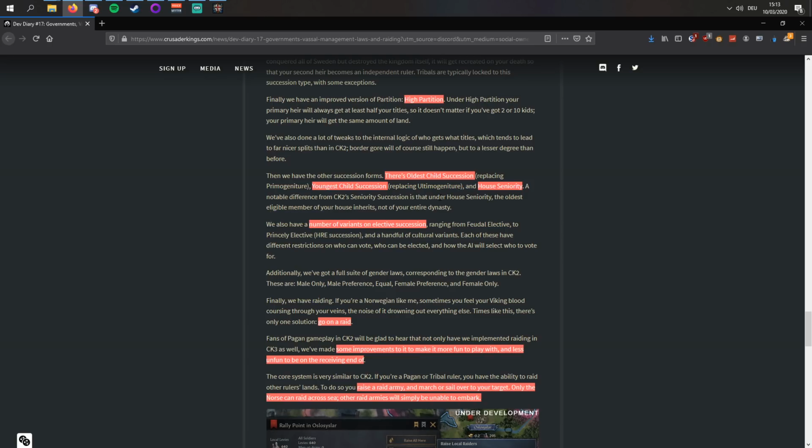We also have what we've just talked about. I mean, we also have a number of variants on elective succession, ranging from feudal elective to prince elective, HRE succession, and a handful of cultural variants. Each of these has different restrictions on who can vote, who can be elected, and how the AI will select who to vote for. So, I just want to say, Imperial, not mentioned once.